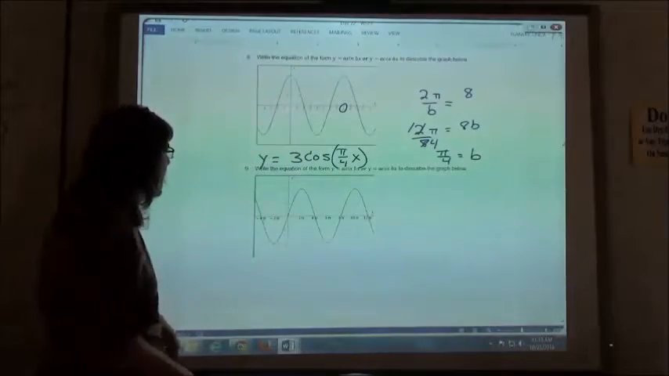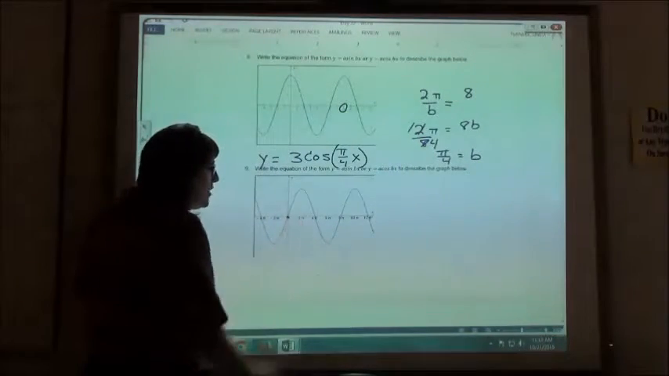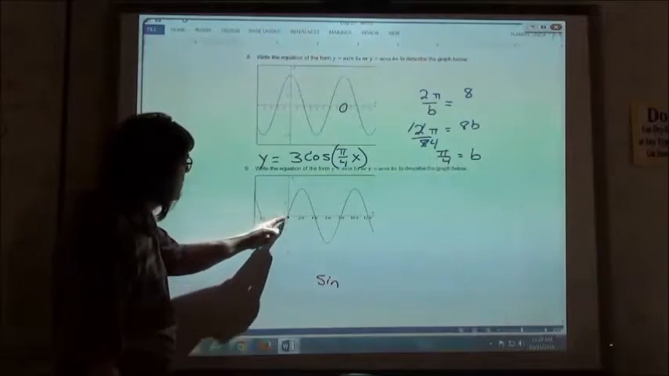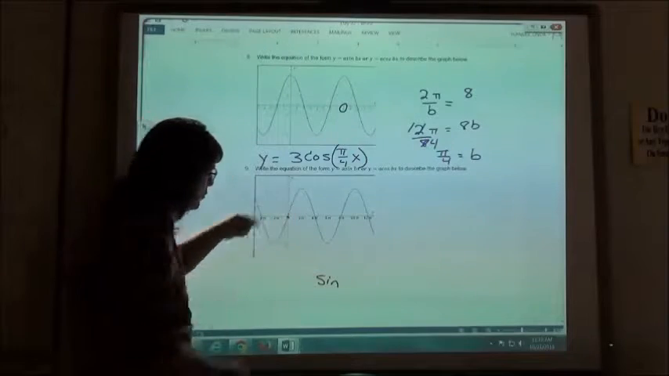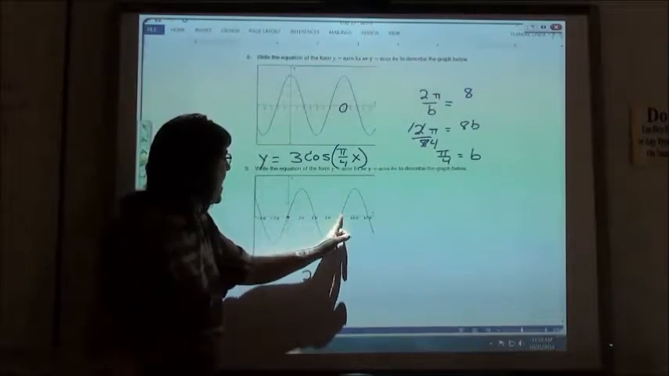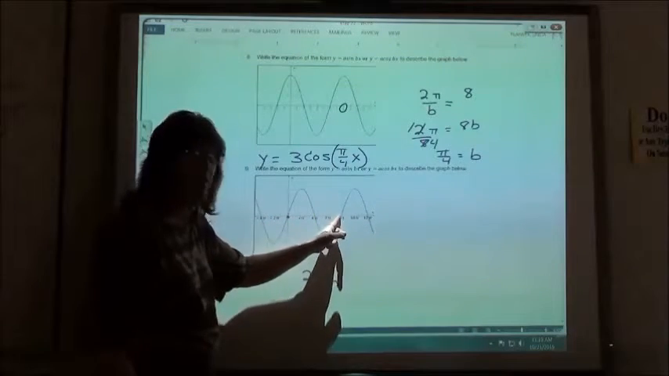Number 9, looking at that one, it's crossing at (0, 0) to begin with, so I know that I have the sine curve. Again, this one's going up first to 2, so 2 is my amplitude. My period on this one is 8 pi to do 1 full cycle.